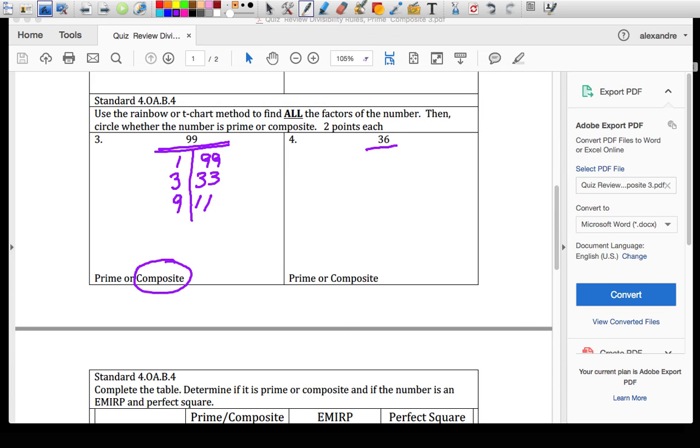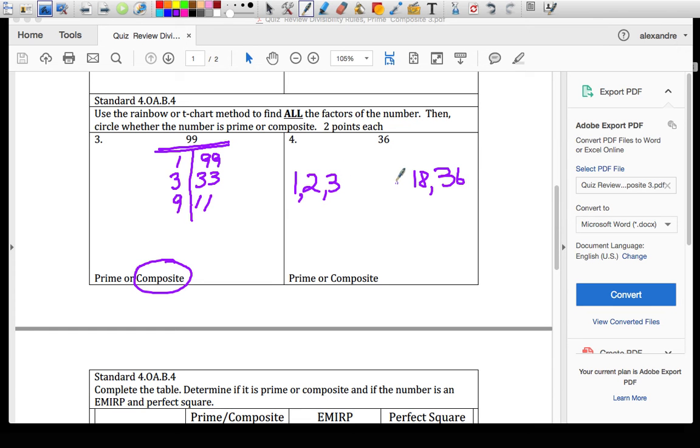Again, T-chart. You know what? This one, just in case anybody out there wants to do the rainbow, let's do the rainbow. 1 and 36, and just make sure that you spread it out, because some numbers definitely have a lot of factors. 1 and 36. 2 and 18. Let me put a comma here.